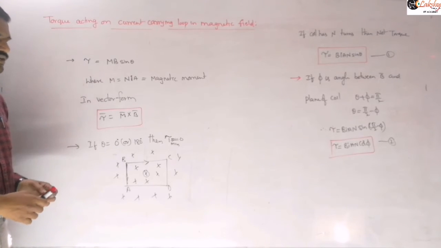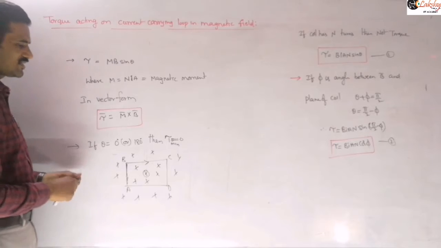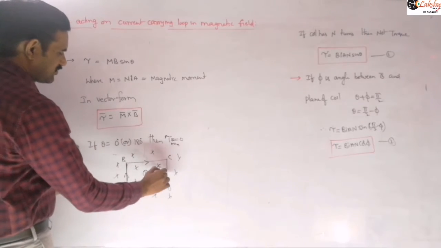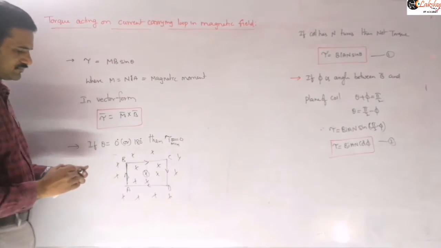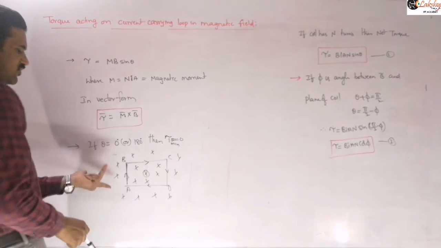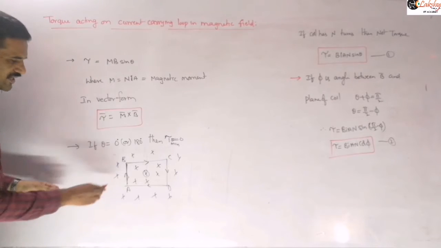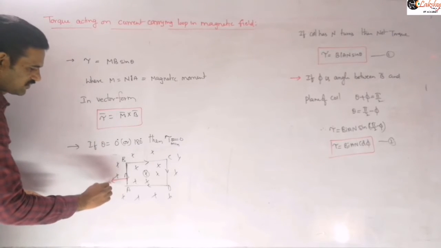Now in this case, let us identify the direction of the force acting on each side and represent it here. You will get clarity about that. Force acting on this conductor: field is into the plane, current is flowing out of the plane, so force will be towards left. So the magnetic force acting on this will be towards left, F1.